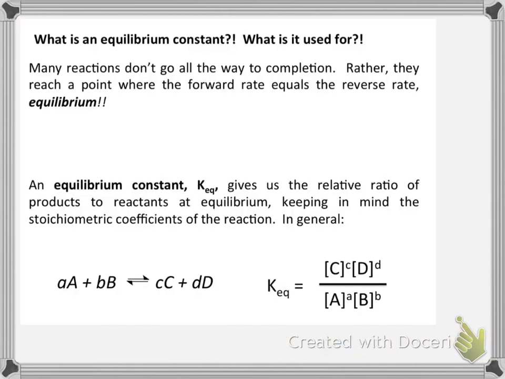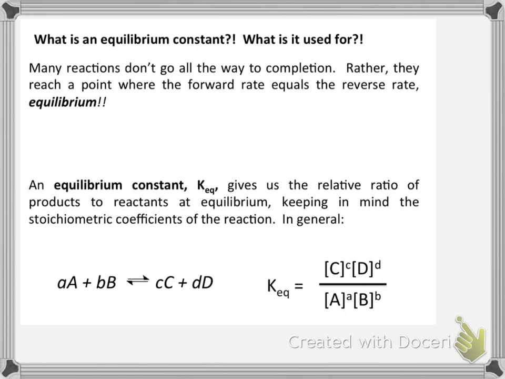So with equilibrium, we talk a lot about what an equilibrium constant is. And so what does that even mean? The whole idea is that not all reactions go all the way to completion. We don't usually make 100% products. It'd be nice, but that's just not the way the real world works.